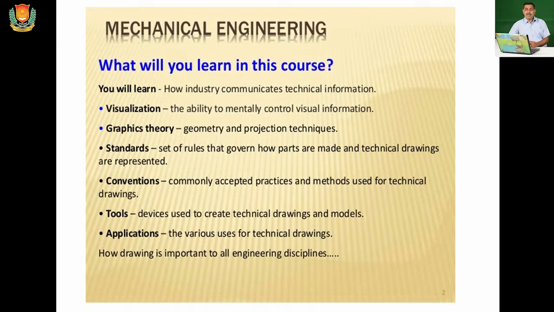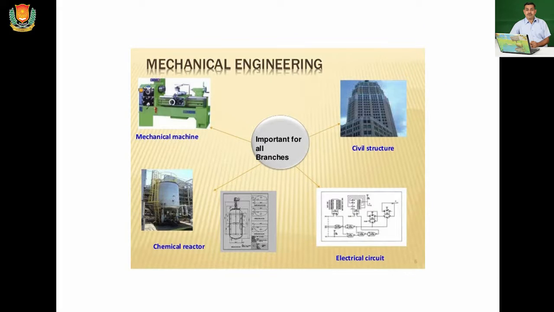So what do you learn in this course? How the industry communicates technical information, like the visualization of an object, the graphical theory or projection of the object, the standard size and shape of the object, the conventional material of the object, the tools used to draw and design any object, and the application of that object. These things we will learn in this course.